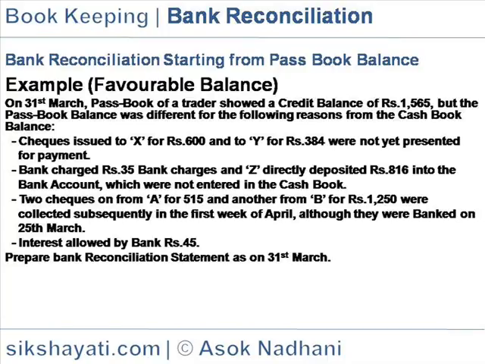the cash book. Two checks, from A rupees 515 and another from B rupees 1250, were collected subsequently in the first week of April, though they were banked on 25th March. Interest allowed by bank rupees 45. Prepare bank reconciliation statement as on 31st March.